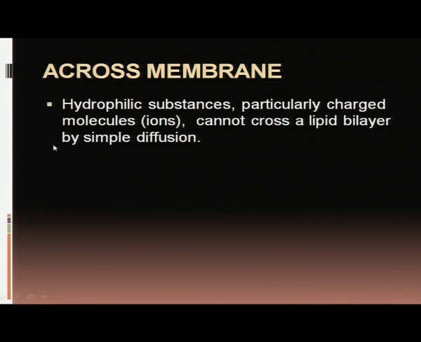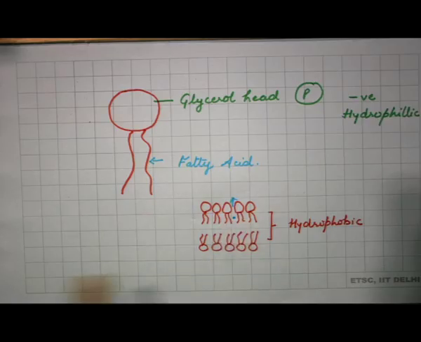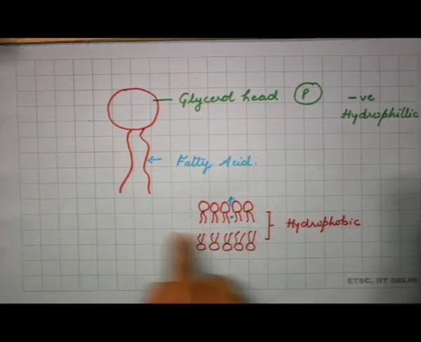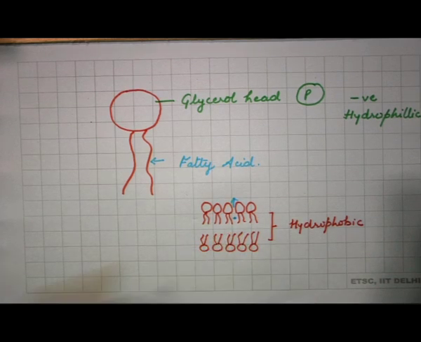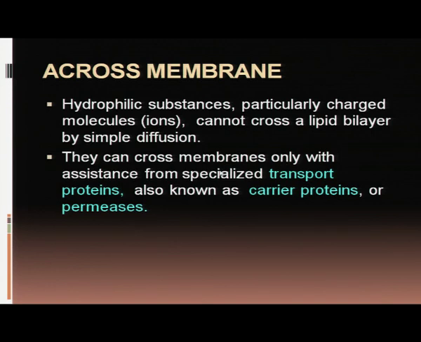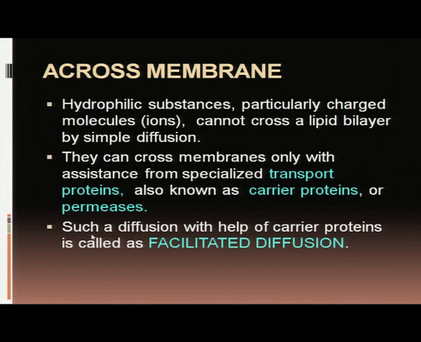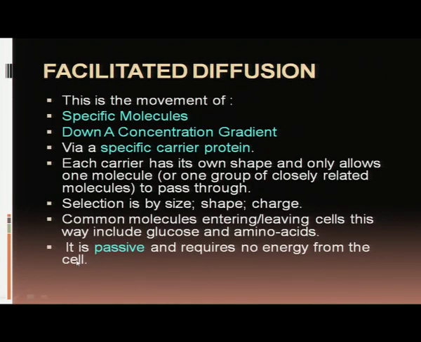If there are large hydrophilic molecules which have to pass through this hydrophobic area, it will be very difficult for them to pass through, and so they cannot pass through simple diffusion. They can cross the membrane only with the assistance of specialized transport proteins known as carrier proteins. They are also known as permeases, and such diffusion with the help of carrier proteins is called facilitated diffusion. Facilitated diffusion is the movement of specific molecules down a concentration gradient via a specific carrier protein.